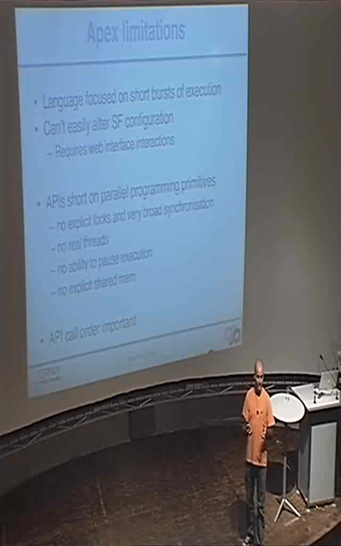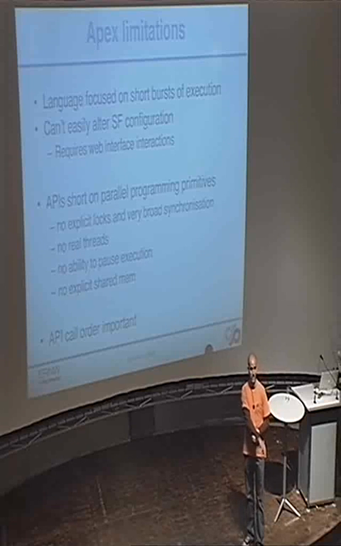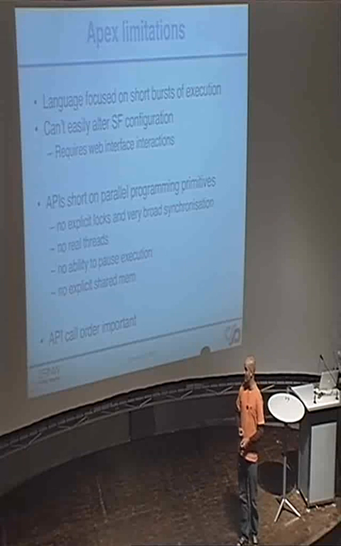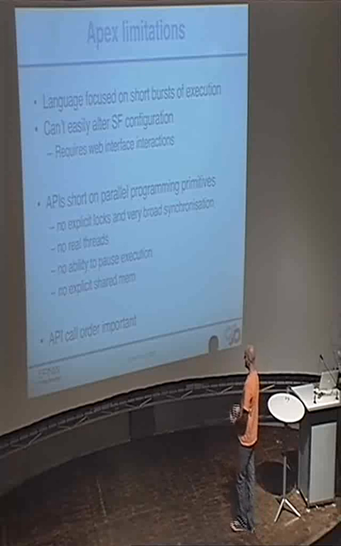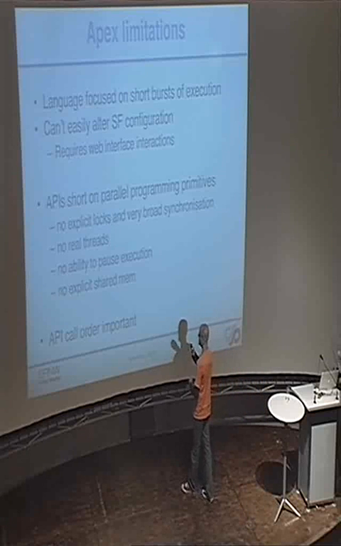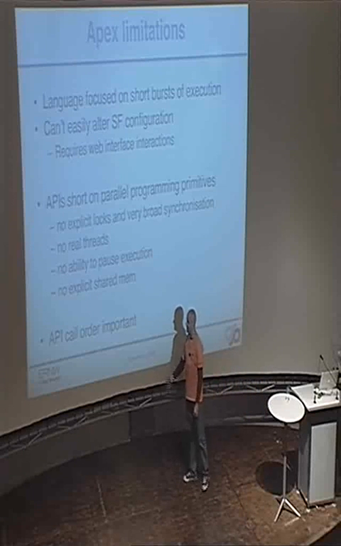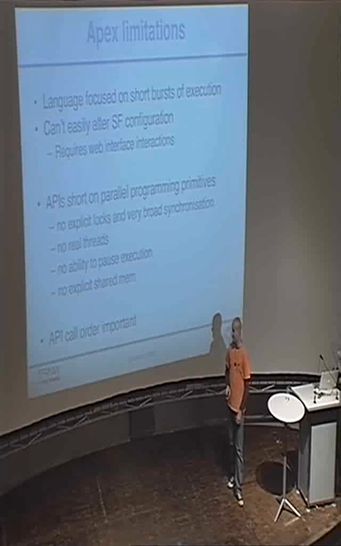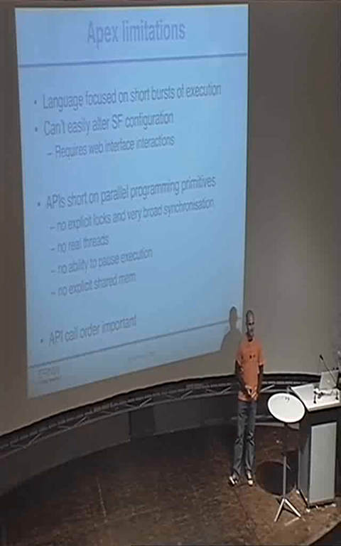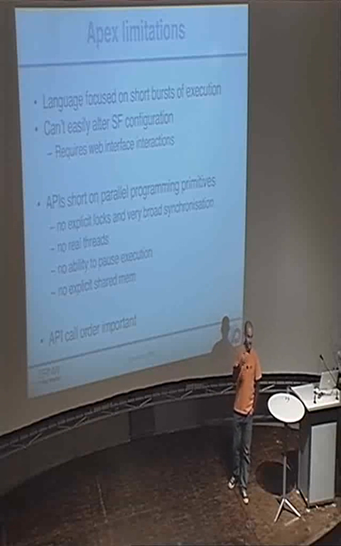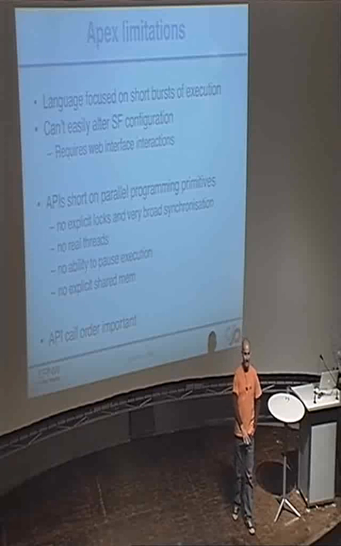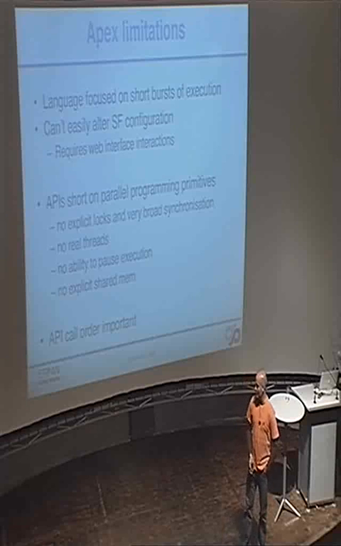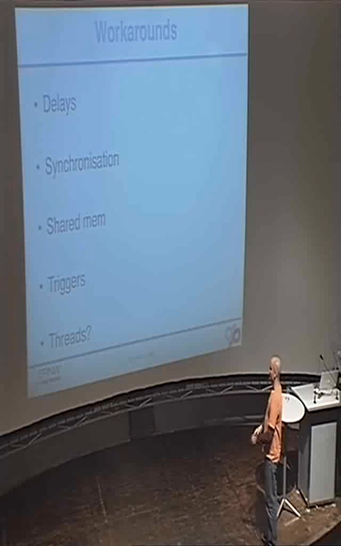If you can get your Apex code to talk to its own management interface through web callouts, well, then you can kind of step around that. But there's no explicit way to do that. There's also no explicit locks in the code. There's no threads. There's no ability to pause. There's no sleep call. There's no explicit shared memory, so you can't have multiple threads talking to shared memory and so on. And the API call order is also quite important. So if you call certain APIs, you are forbidden from making other calls afterwards. Okay. So it's just one of the features of their system.